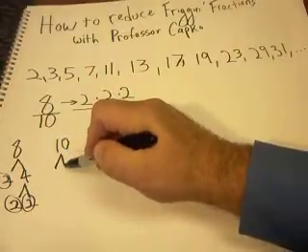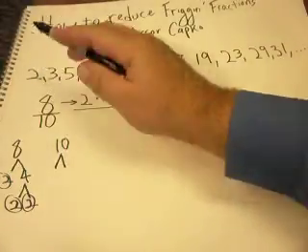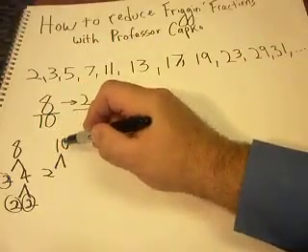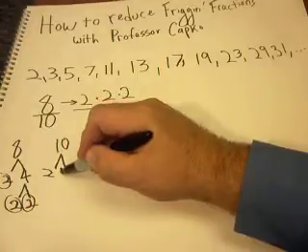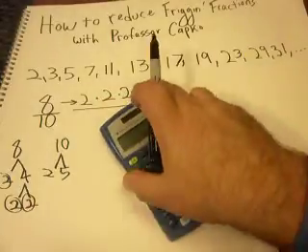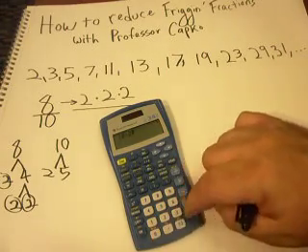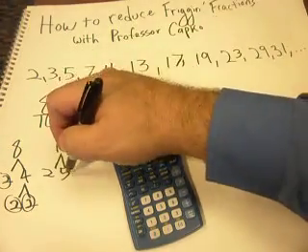Again, I start with the lowest prime number, see if it works. 2. 2 times what? Does it go into 10 evenly? 2 times 5. And you could do that with your calculator, as I was mentioning. I could start with the number 10, and I divide it by 2. Does it go in evenly? Yes, it goes in, and that's a 5.